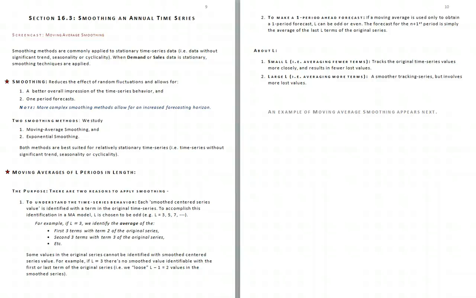In this section, we discuss two time series smoothing methods that are best applied to stationary time series. Recall, stationary time series are time series without significant trend, seasonality, or cyclicality. They exhibit primarily only a random component.